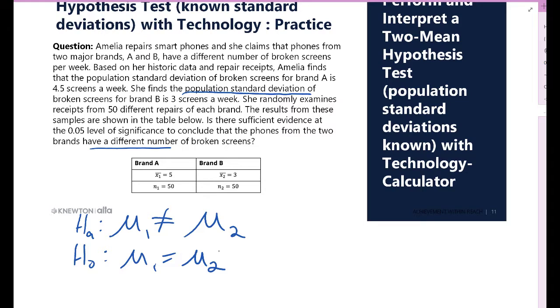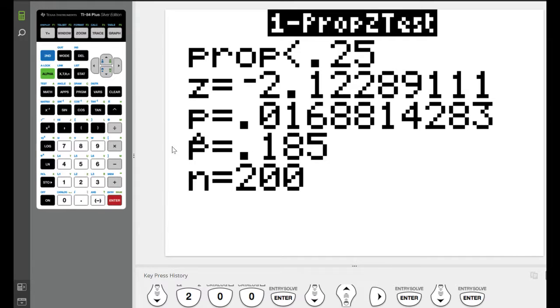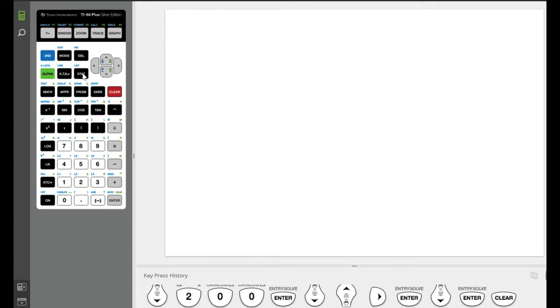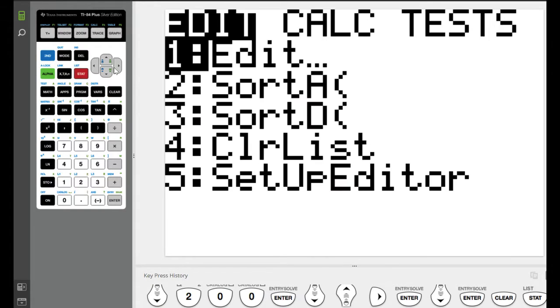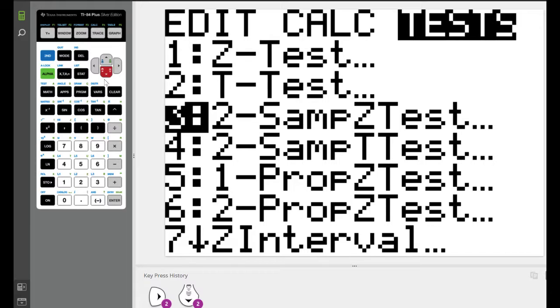So because we have two samples, they're independent, and we have a population standard deviation, we are going to do a 2-sample Z test. So the 2 means 2-sample. 2-sample means 2 samples, and Z test because we have population standard deviations. Well, how do we get there? Well, all your hypothesis tests are located in the same place. We're going to hit Stat, go to the test menu, and number 3 is your 2-sample Z test.